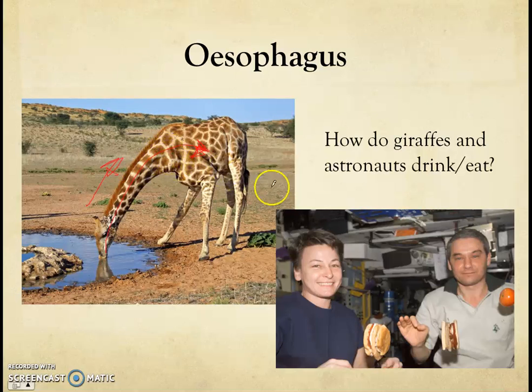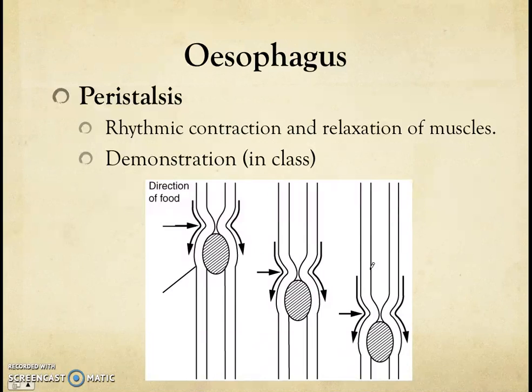And how about the astronauts? They eat and drink in space, space food, right? And they're able to swallow and the food's able to move into their stomach, even though there's no gravity in space. How does that happen? Surely there's something else besides gravity that moves food down from the mouth to the stomach. And indeed there is. And that something is what we've already heard about in the last video, peristalsis.